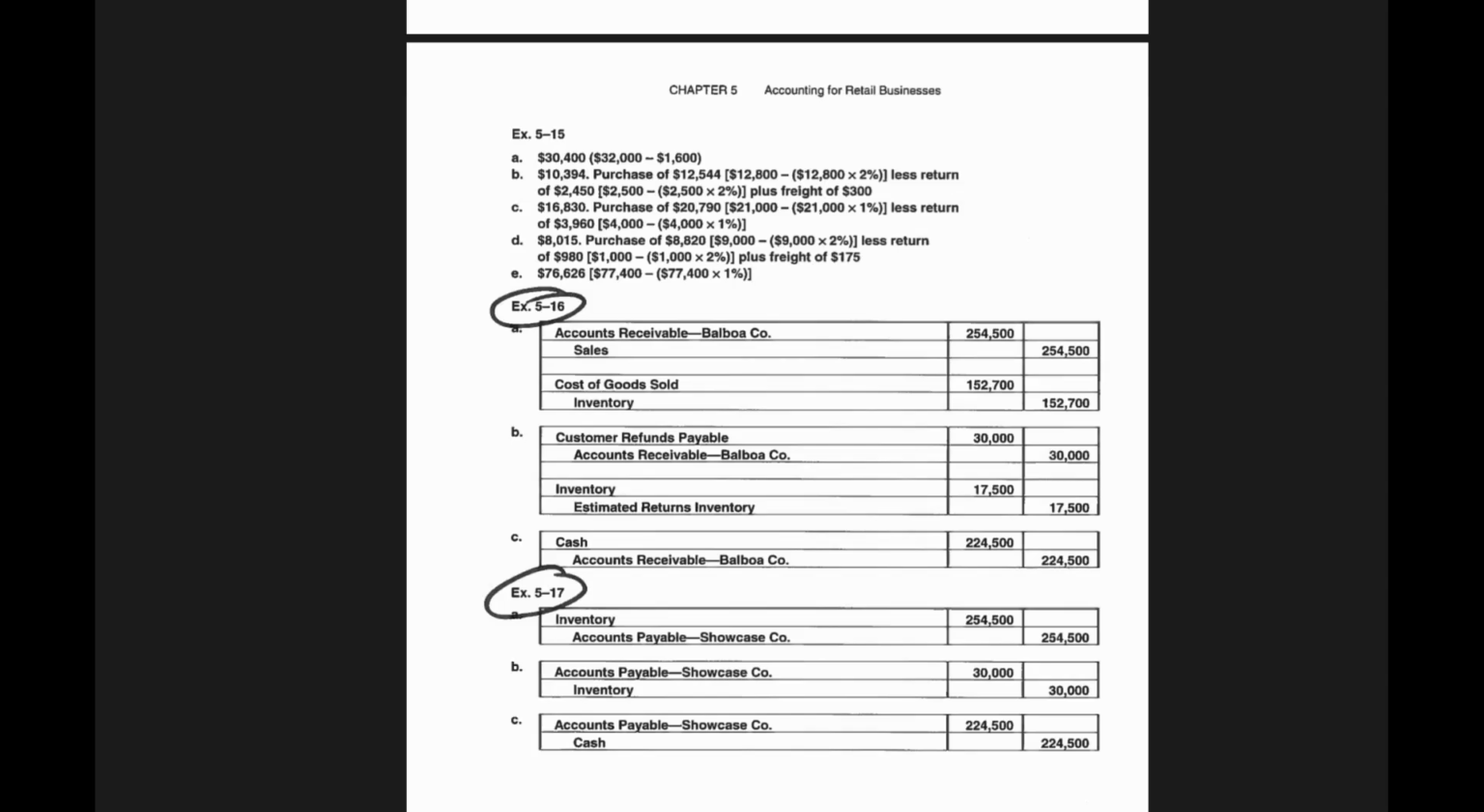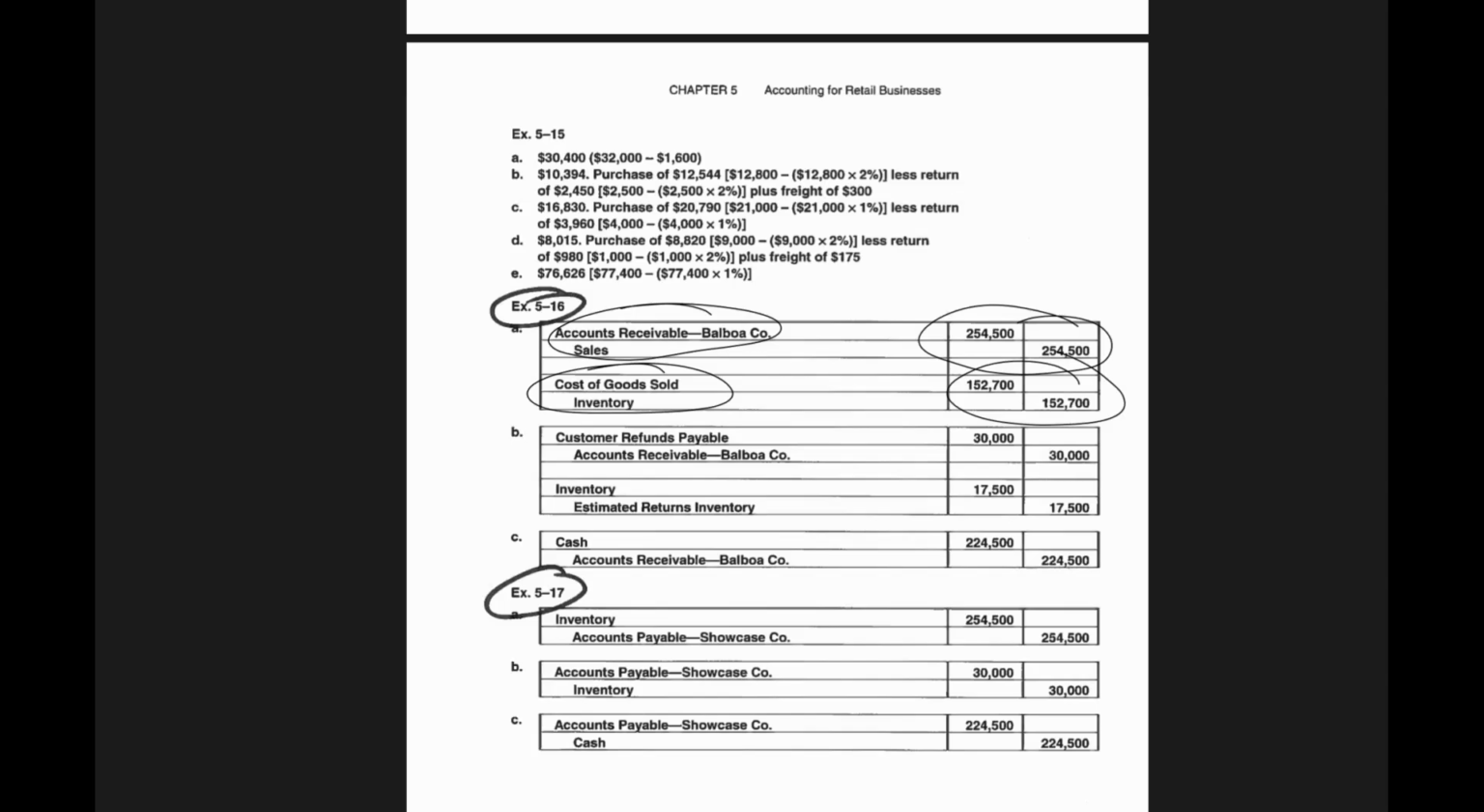Journalize the entries for A, the sale. So here we go. Whenever there's an inventory sale, there's two transactions. So we debit AR, credit sales, debit cost of goods sold, credit inventory, the sales amount, the cost amount. Letter B, the credit memo including the cost of the merchandise.